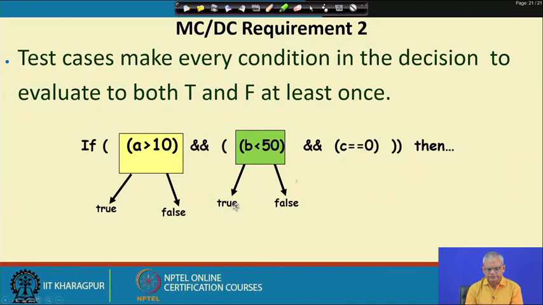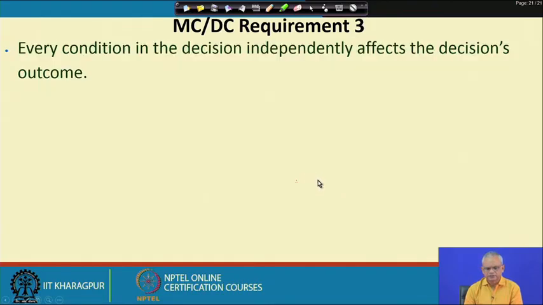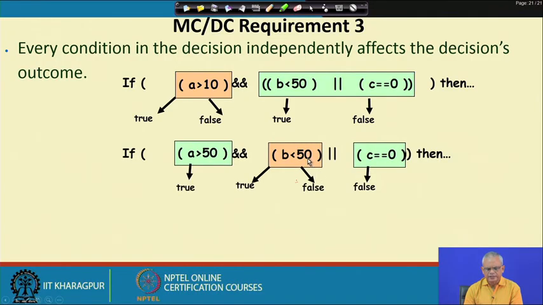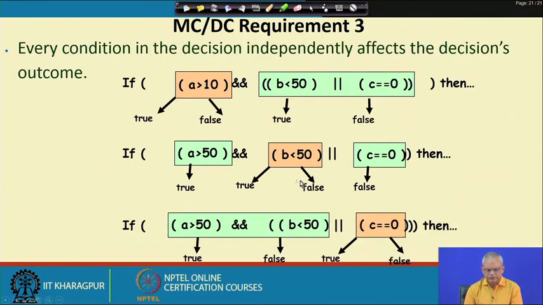So, for this, as it becomes true and false, we need to hold the other two such that the outcome becomes true and false, and also for the last sub expression. So, that is the requirement for MCDC. And what are the values which will achieve MCDC coverage for this? One is that we hold this to true and this to false, if this is OR, and then as it toggles between true and false, the decision will toggle between true and false.